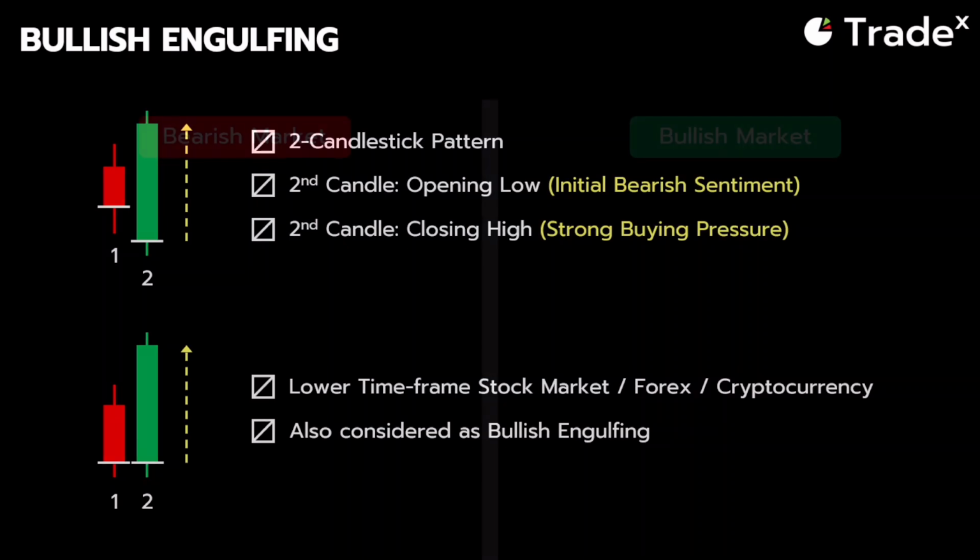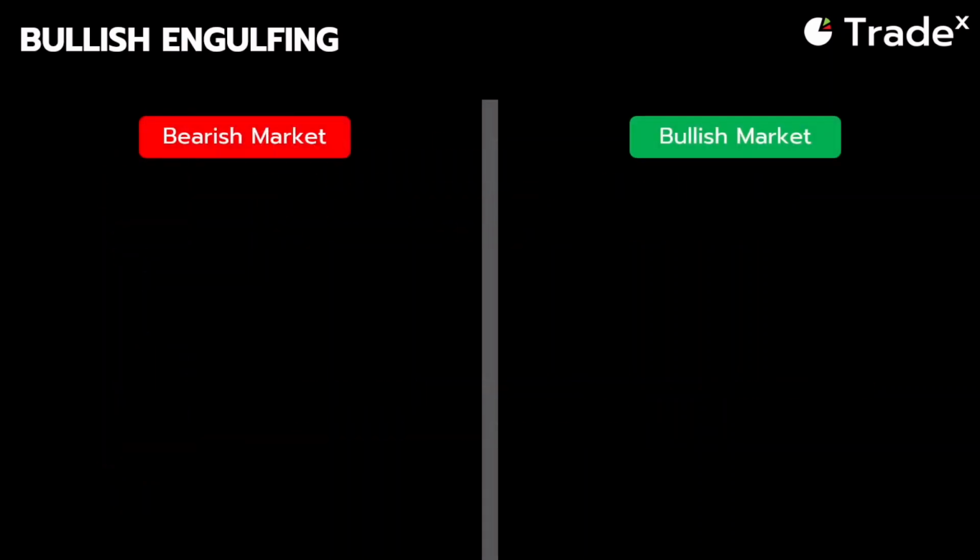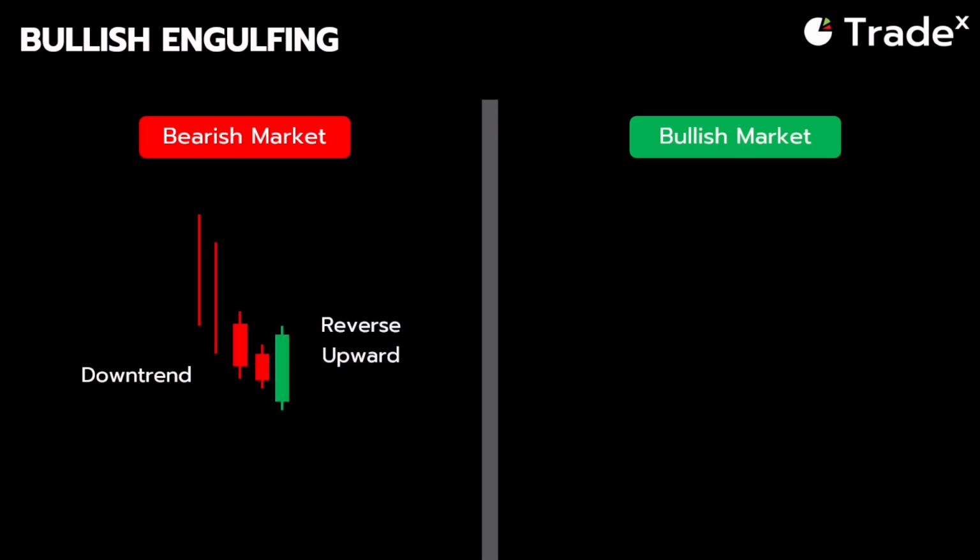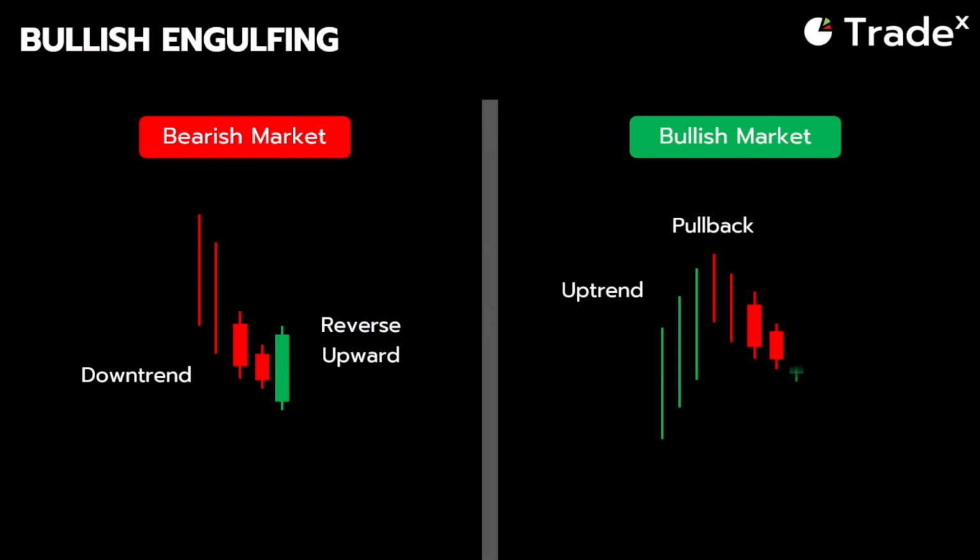Similar to the three white soldiers pattern, the bullish engulfing can signal both trend reversals and trend continuations. In a downtrend, if a strong bullish candle appears and fully engulfs the body of the preceding bearish candle, it suggests a potential reversal. This formation indicates that buying pressure may be overcoming the previous selling pressure, signaling a shift towards an uptrend. In an uptrend, a pullback followed by the formation of a bullish engulfing pattern indicates that the upward momentum is likely to persist. This pattern signals that buying pressure is still strong, suggesting that the price will continue its upward trajectory.